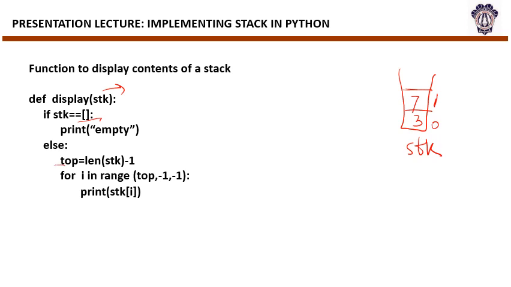We have taken a variable top, which is denoting the index of the topmost element of the list. So what will be the value of top? Length of stack minus 1. The topmost index will always be 1 less than the length of the stack. Then we'll take a for loop, for i in range top, so the first topmost element will be printed. After that other elements will be printed, and step will be minus 1. And the output of this statement will be 7 printed first and then 3.